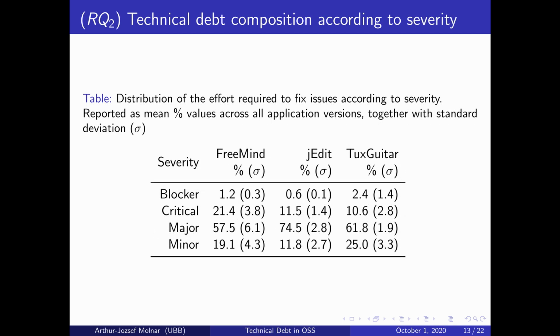As such, we also examined the effort distribution according to issue severity. And we discovered that critical and major issues made up most of the effort in the case of all three applications. In all cases, we recorded low values for the standard deviation, which shows that our results are consistent both longitudinally, which means across application versions, as well as across the applications themselves.